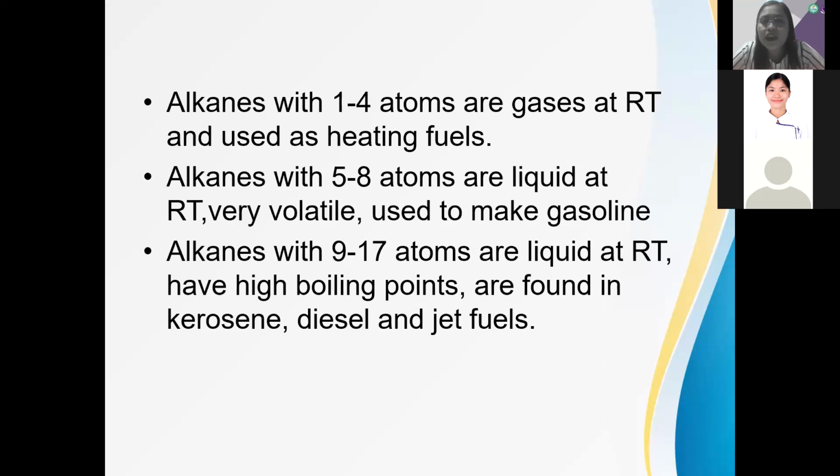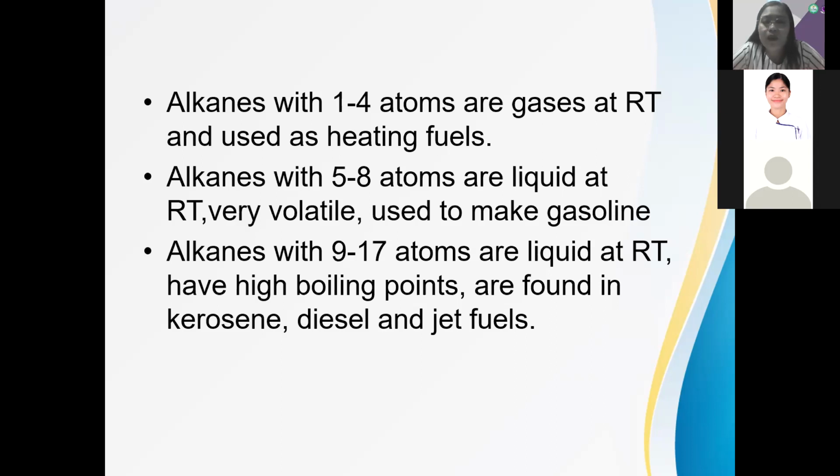Now, those alkanes with carbons 5 to 8 are liquid naman. They are liquid at room temperature, but they are highly volatile. So they easily volatilize. And anong gamit ng mga alkanes natin with carbons 5 to 8? They are used to make gasoline. So mga pang-gasolina ito, pang-fuel natin, like for example sa car. Kung 5 pentane, 6 is hexane, 7 heptane, and lastly 8 carbons, we have the octane. So silang lahat liquid at room temperature and ginagamit as gasoline.